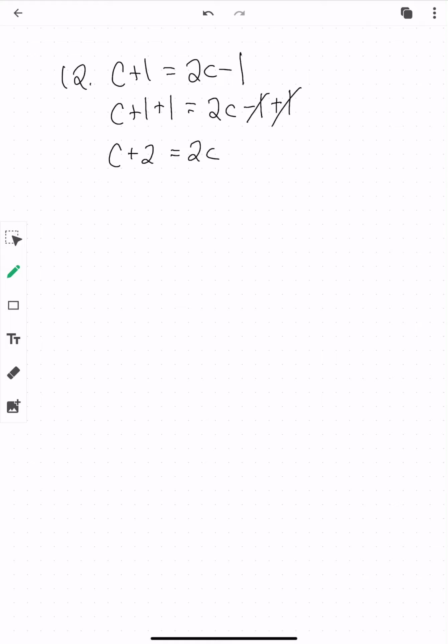And then I want to get rid of this c that is awkwardly here, so I'm going to subtract it. Minus 2c minus c. Yep. So 2 equals, and 2c minus c is just c, 1c.